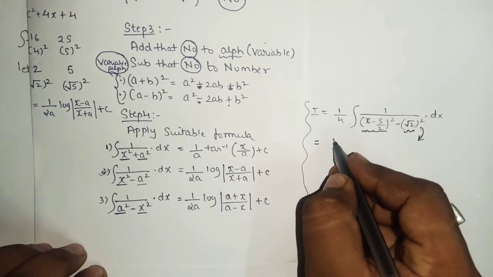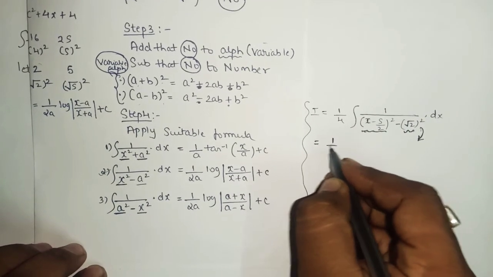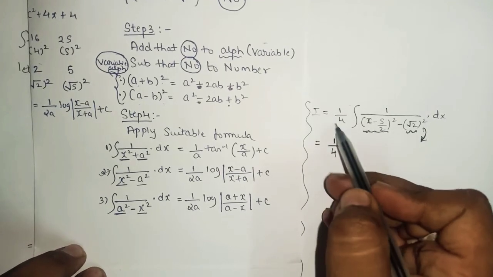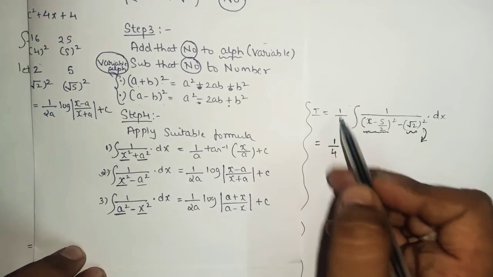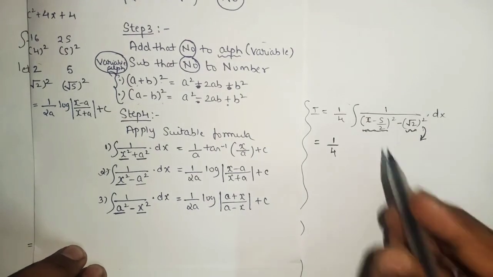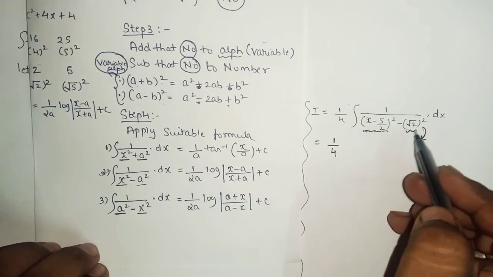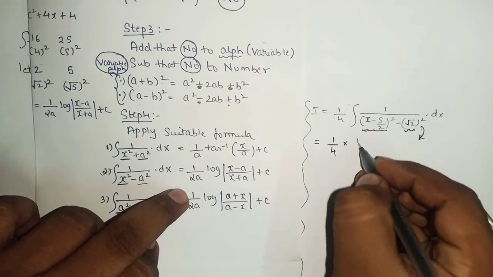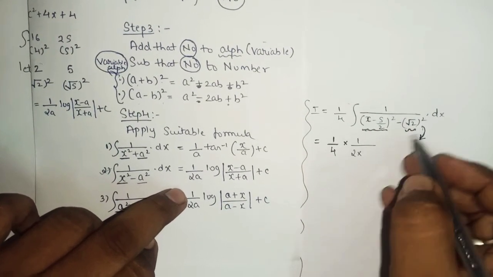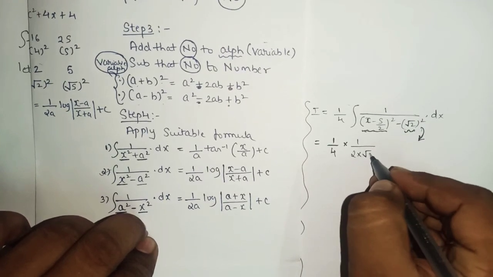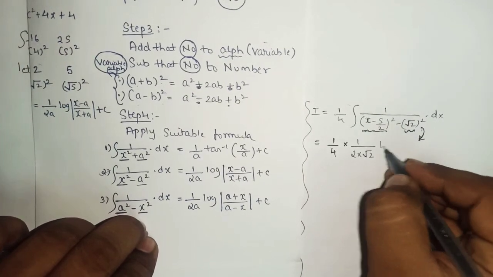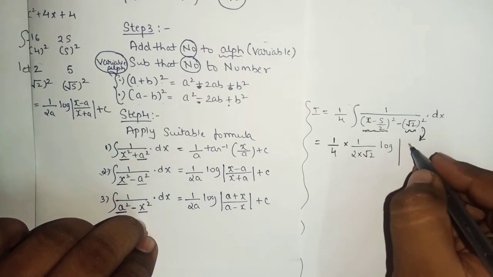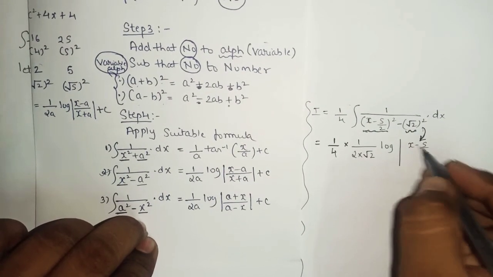Now what about this 1 upon 4? We'll keep this 1 upon 4 as it is. As I told, whatever the constant, it will be there outside the integral, the same till the last step. As this looks like 1 upon x square minus a square, what is the formula? It is 1 upon 2a. What is there in place of a? It is root 2. Log mod of x minus a. What is there in place of x? It is x minus 5 upon 2.